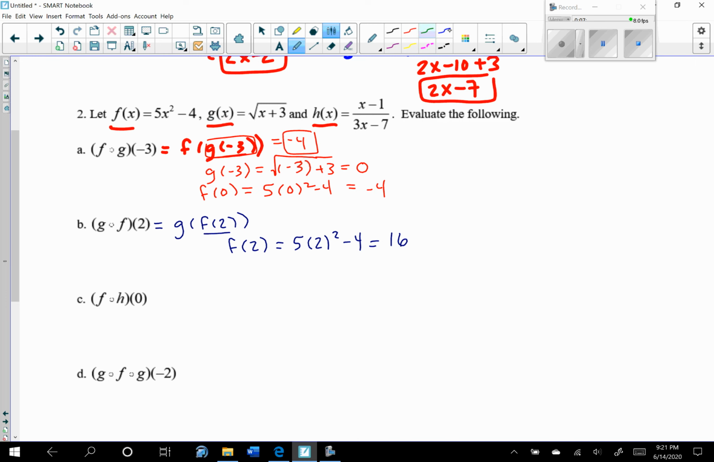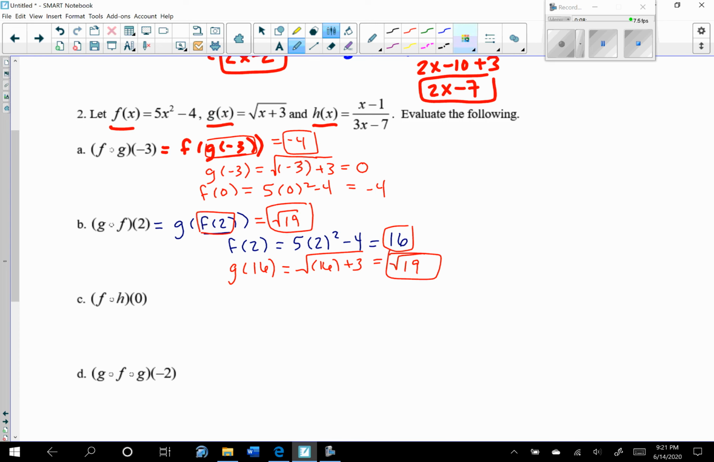So now we take this answer and we're going to be plugging it in here. So we're doing g of 16. So g of 16 is equal to the square root of 16 plus 3. And that gives us 19, and that's the square root of 19, and the square root of 19 does not reduce. So this is the entire composition answer, the square root of 19.